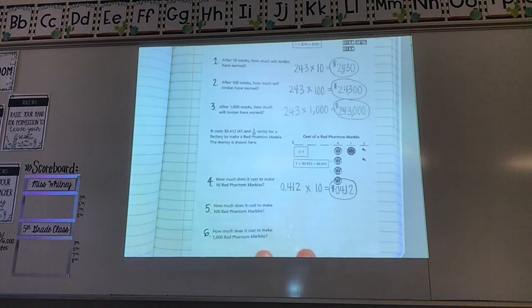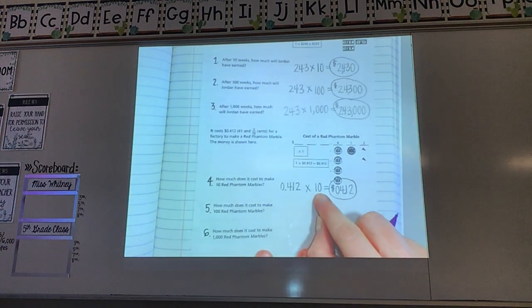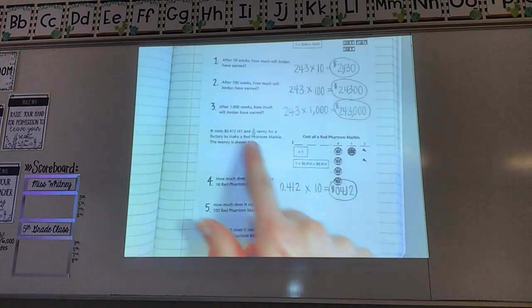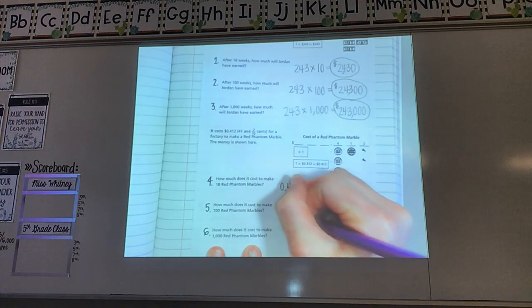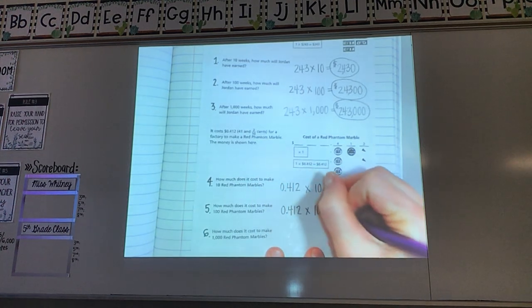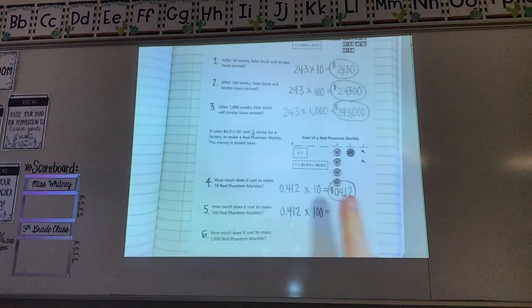So notice we didn't add zeros behind here. The number of zeros tells me how many spots I move that decimal backwards. Let's try another one. How much does it cost to make 100 red phantom marbles? So remember, to make 1, it costs 0.412, and we want to know 100 of them. So cover up those zeros.